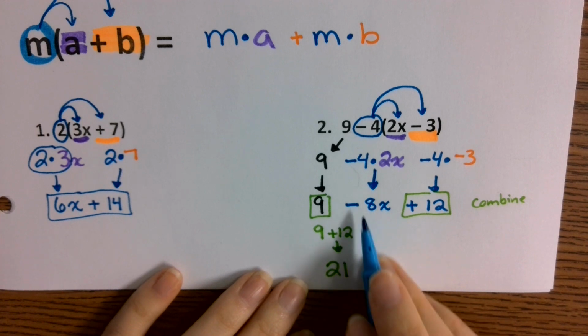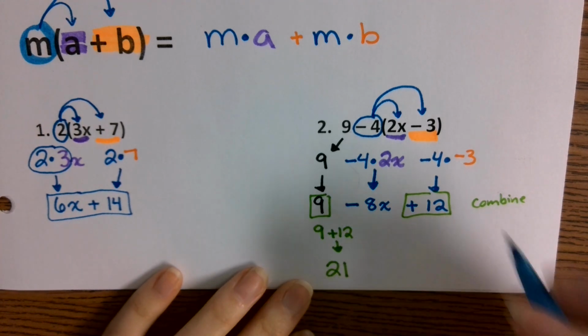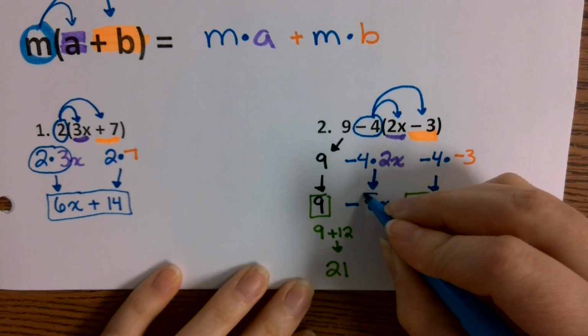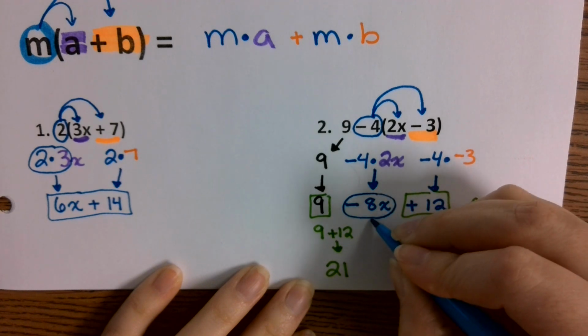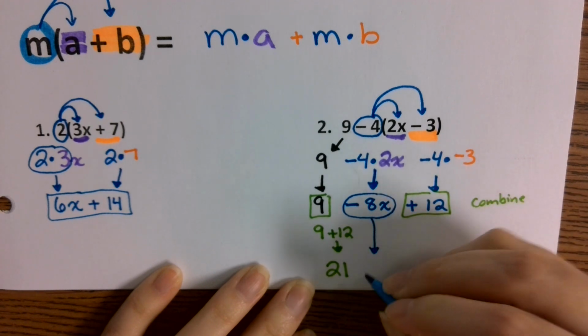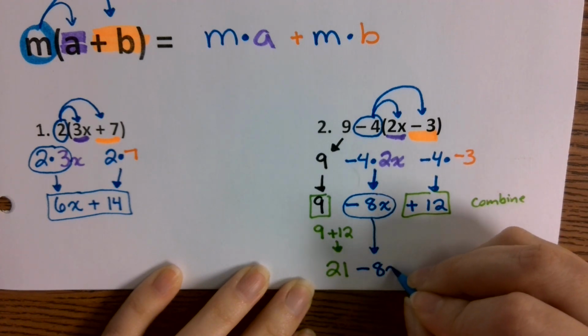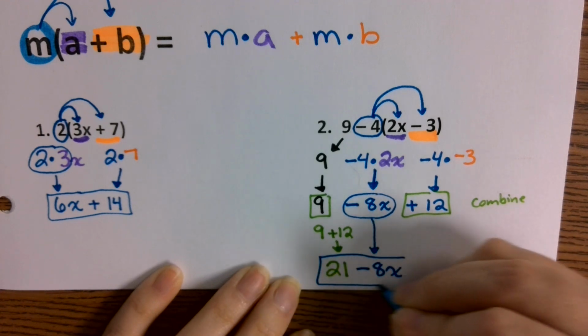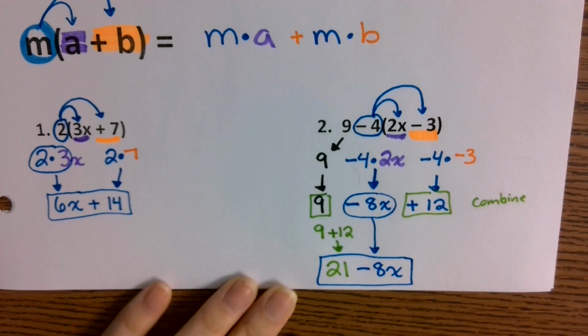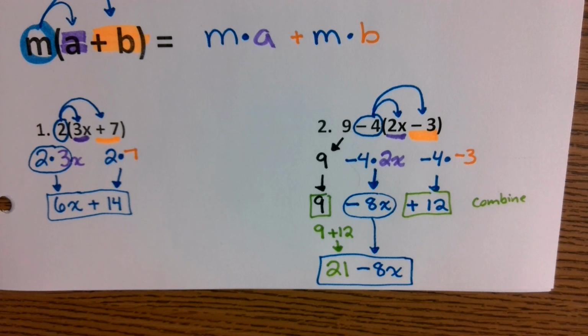Am I combining that minus 8x with anything? No. So this minus 8x is just going to come straight down. Minus 8x. And there's our final answer: 21 minus 8x. Okay, when you've got that copied down, go ahead and flip it over to the back. We're going to do 2 more examples together.